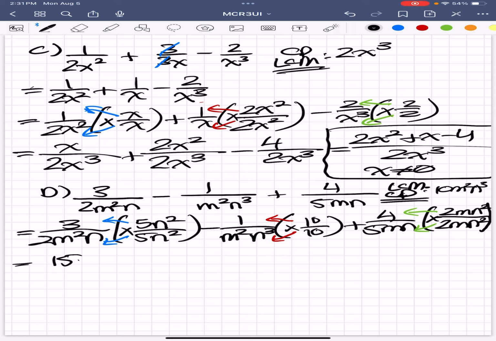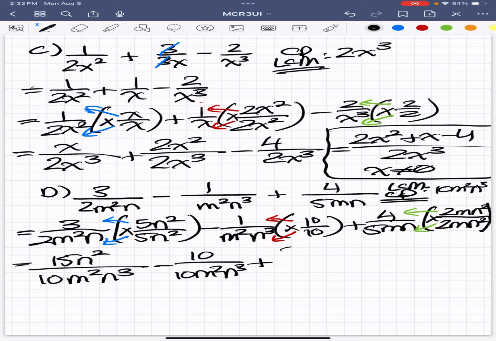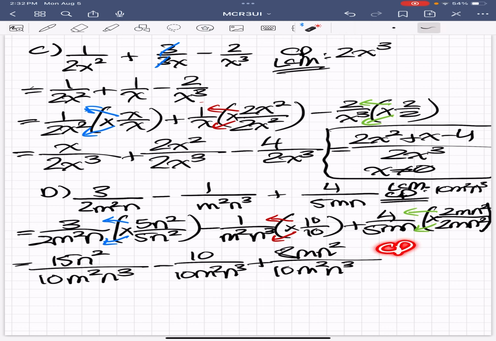We have 15 n to the power of 2, 10 m 2 n 3, minus, we have 10 m 2 n 3, plus 8 m n 2 over 10 m 2 n 3. And as you can see here, we've created the common denominator of 10 m 2 n 3.